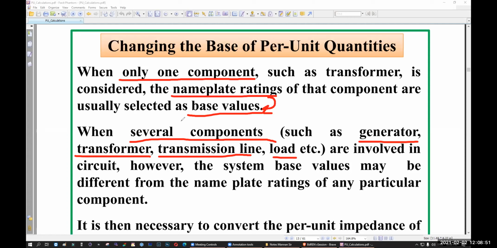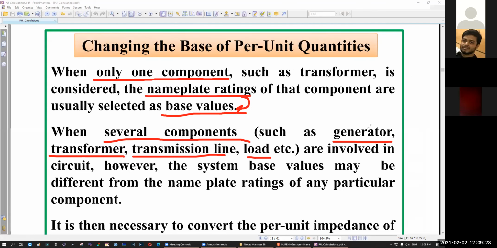Normally, you can take anything. You can take any component's value as the base, but the general or common practice is that you will take the generator's rating as your base. Understood, everyone? This is not a rule, but it is the common practice. However, the system base value may be different from the nameplate rating of any particular component.